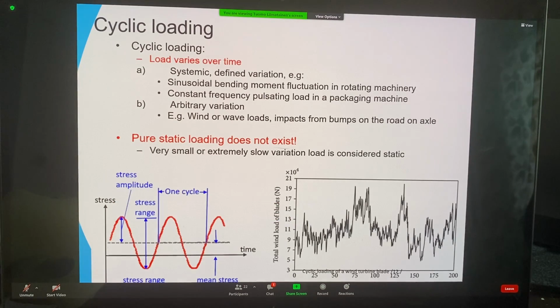And what is cyclic loading? Cyclic loading means that the load varies over time, and the variation of the load can be either systematic or arbitrary. Systematic defined variation is, for example, a sinusoidal bending moment fluctuation, like in rotating machinery.